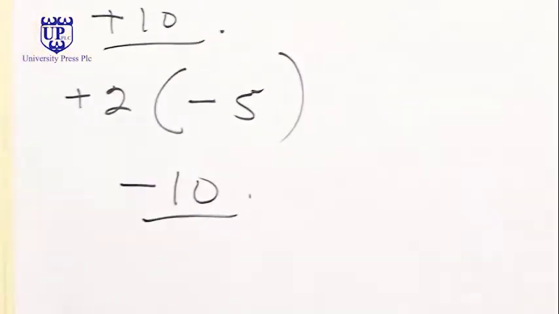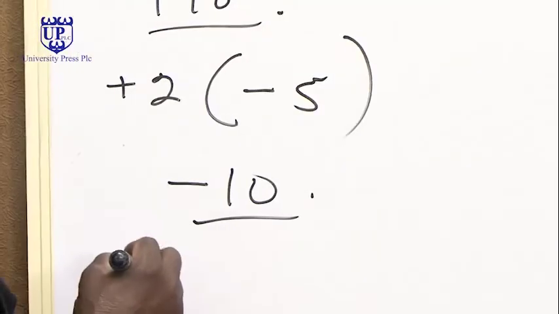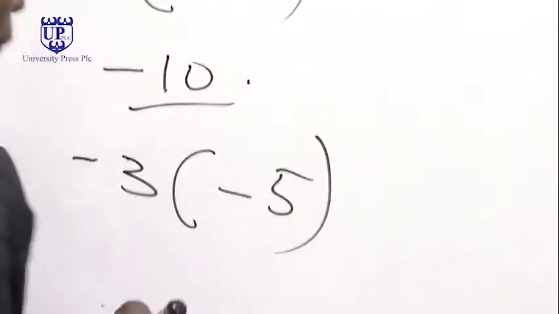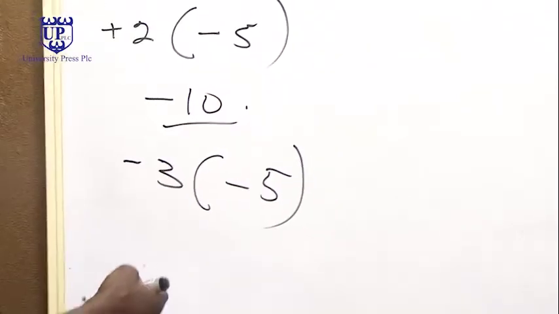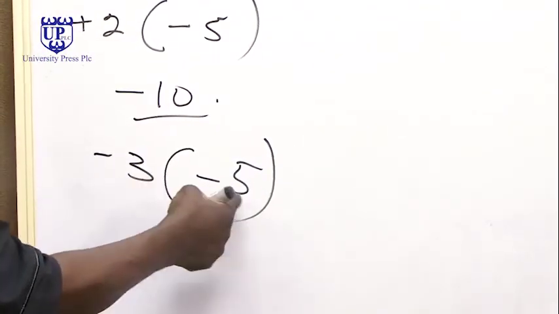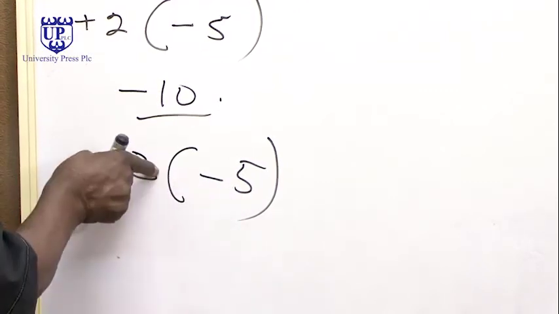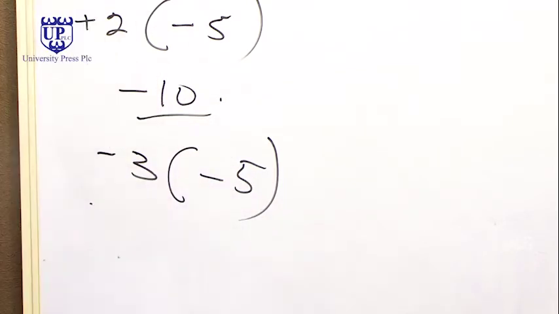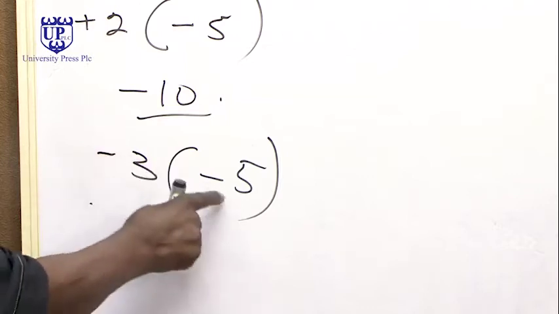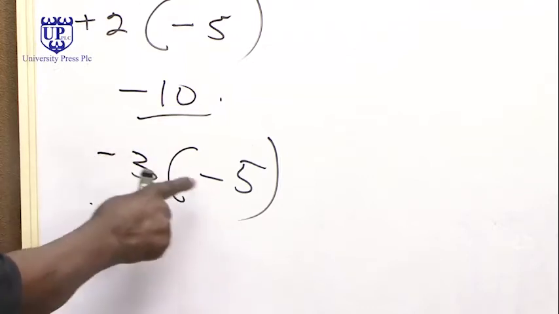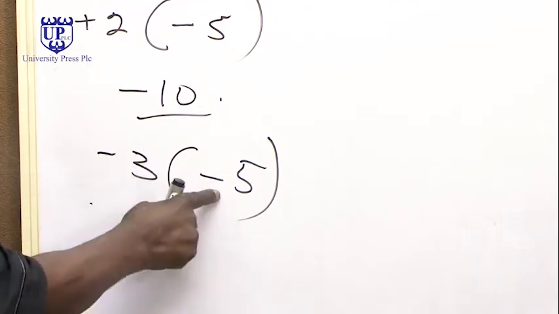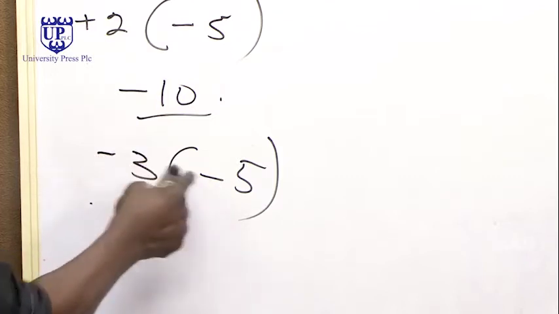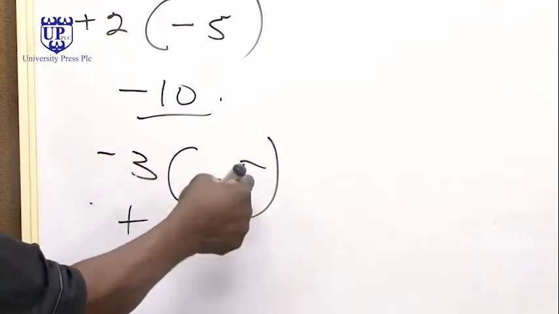The same thing, if you are given minus 3 multiplied by minus 5, please don't open the bracket and say 3 times this. This one must affect everything inside the bracket. The first thing you should do is to multiply the two signs together. This is minus, this is minus. The product of two minuses is positive. That is minus times minus. So this one is positive in the first instance. 3 times 5, 15.